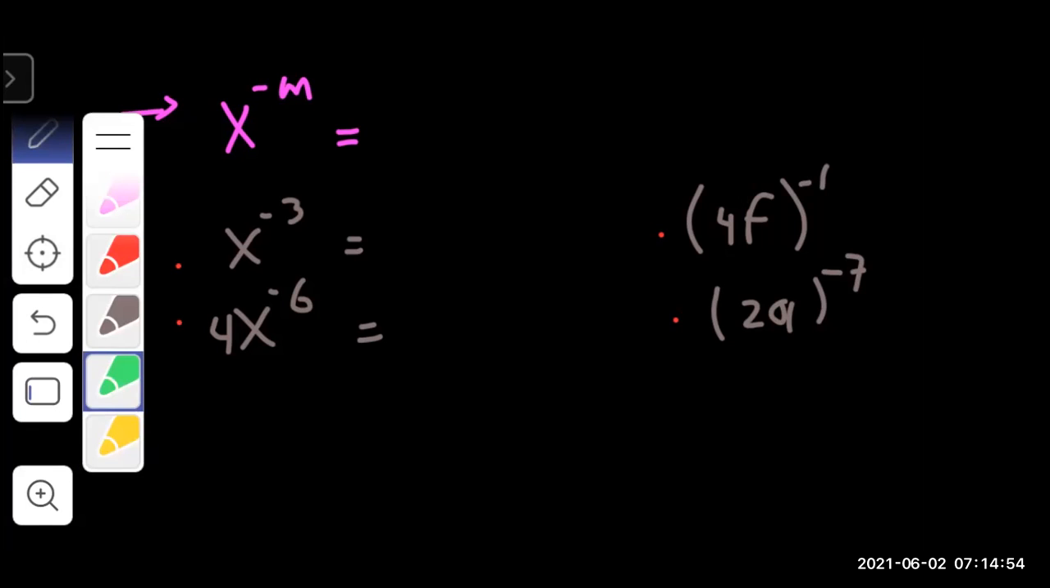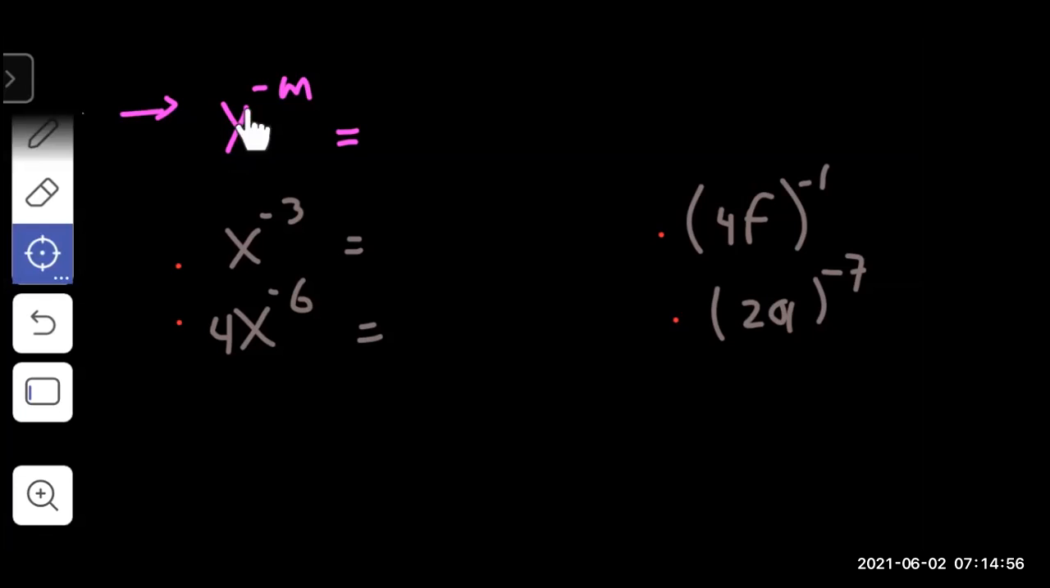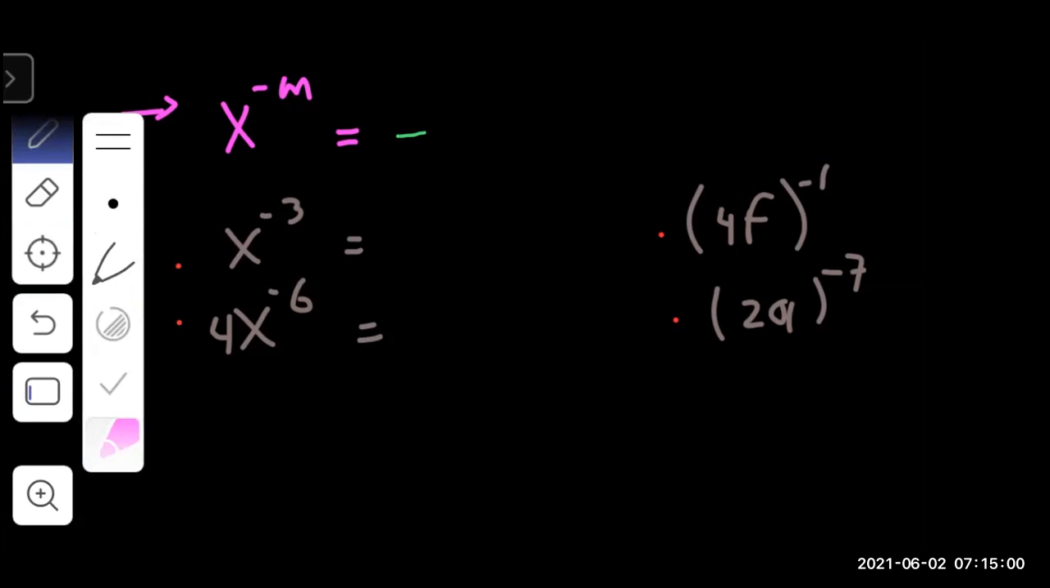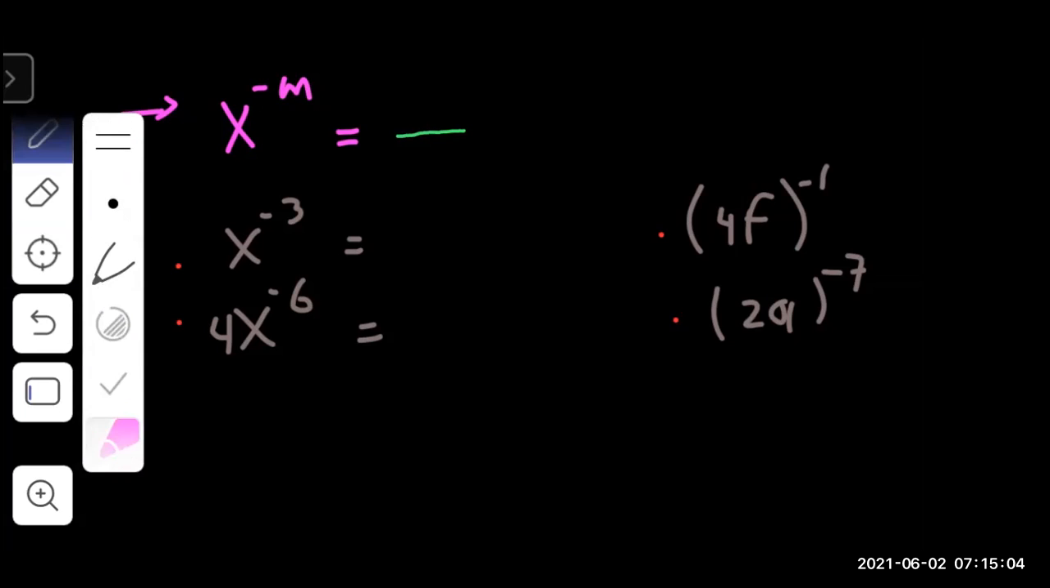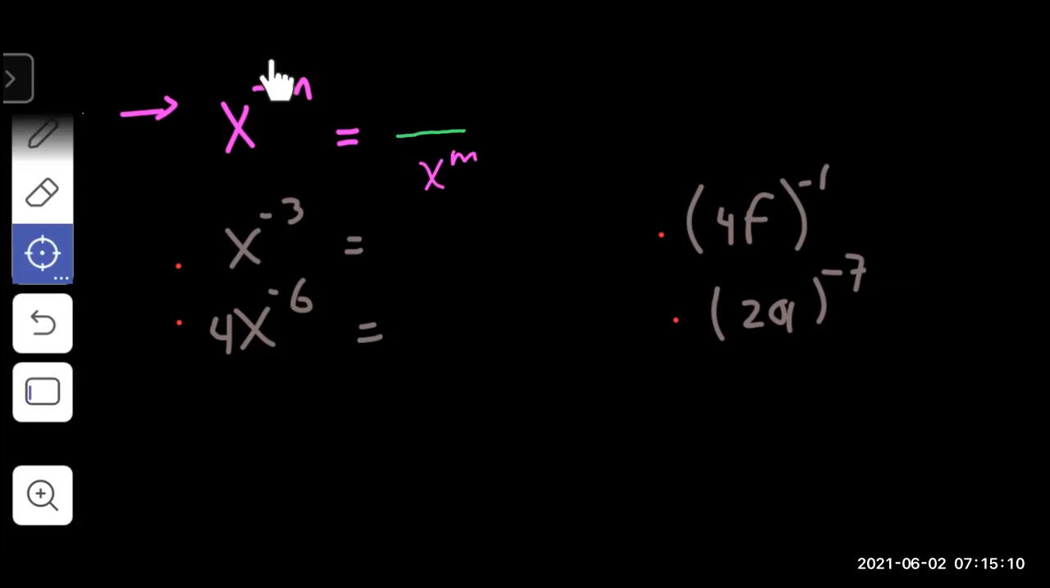You are going to move this expression to the denominator, and then it's going to be positive. I'm going to move exactly this x raised to the m power, but now it's positive. That's how I get rid of the negative. I move that to the denominator and now it's positive, but I copied exactly x raised to the m power. Instead of negative, now it's positive. I just move this to the denominator.